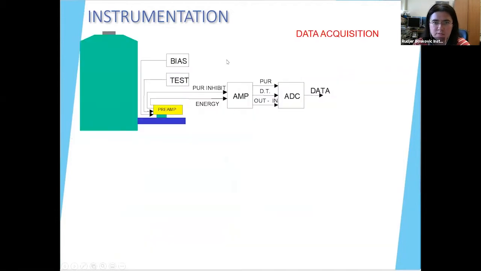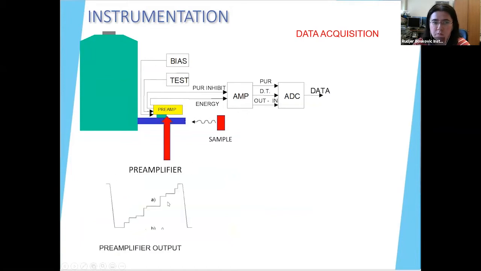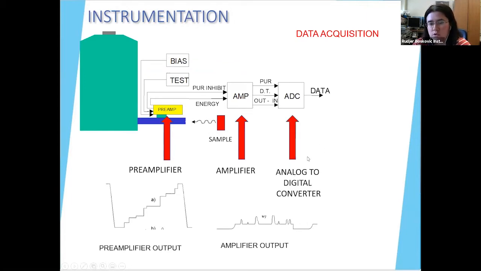And here is the data acquisition. You have a sample, and X-rays reaching your detector produce a rather small signal inside the detector. So you need a preamplifier very close to your detector. This preamplifier amplifies your signal, and then the signal goes to the amplifier, where it goes through additional amplification and shaping. Finally, you convert your signal from analog to digital using analog to digital converters. So basically, at the end, you have your spectrum.